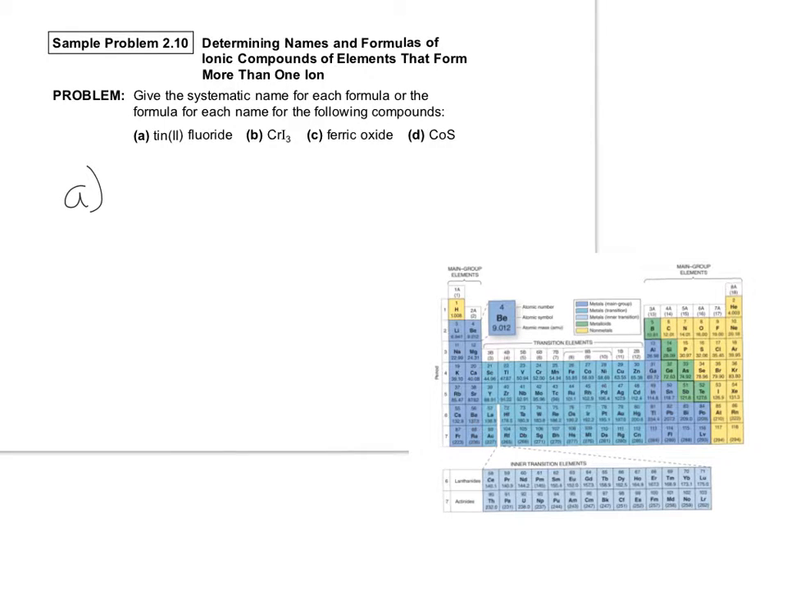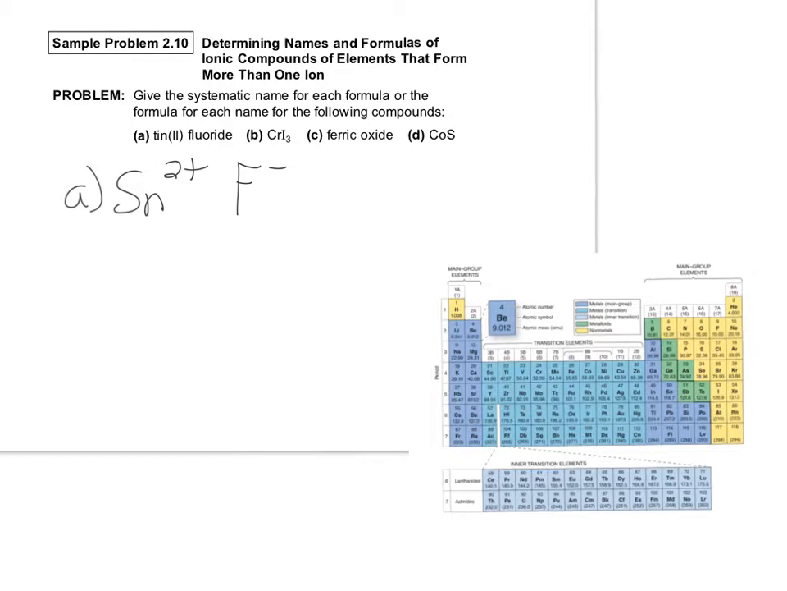So since they're giving us the name, we're obviously going to give them the formula. So I have tin, Sn, with a 2 plus charge. I find fluorine over here, number 9. It's going to have a -1 charge because its closest noble gas is number 10, neon. So let me go ahead and write that up there, F with a minus charge.